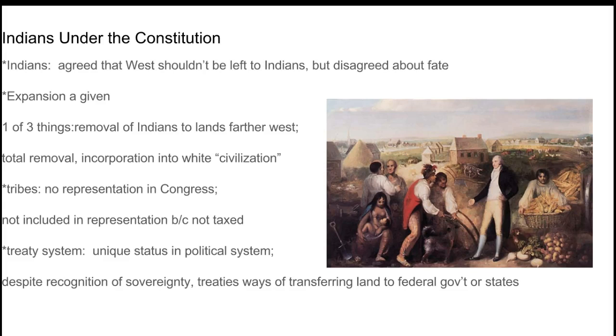You could move them farther west. You could have total removal, or you could allow them to incorporate into white civilization. The tribes got no representation in Congress. The treaty system was okay, but it just kept transferring land to the federal government, and many of these treaties were not honored.